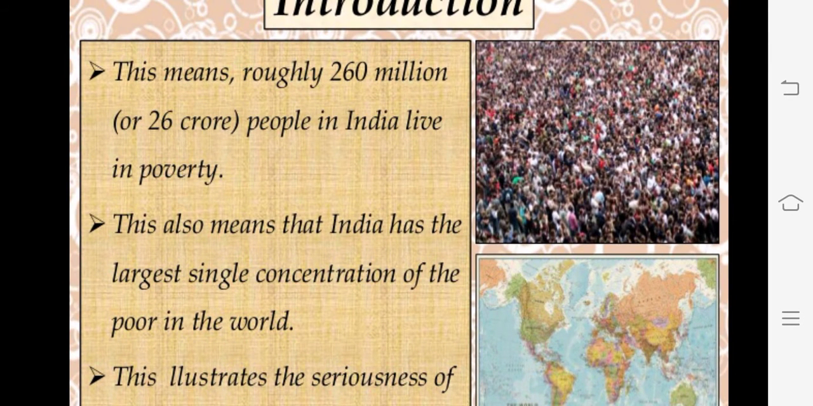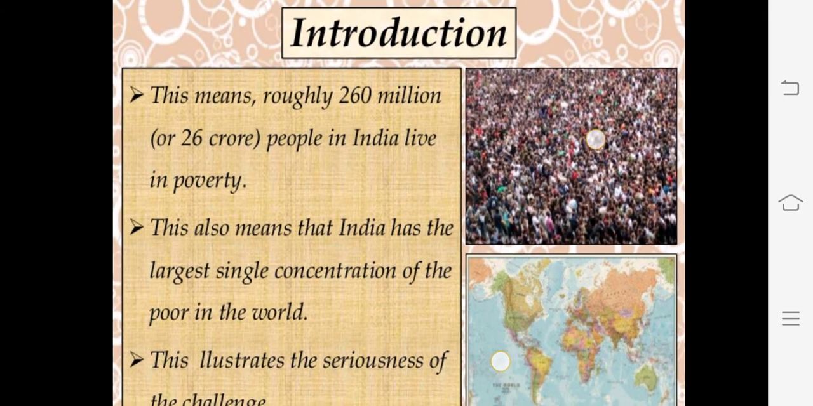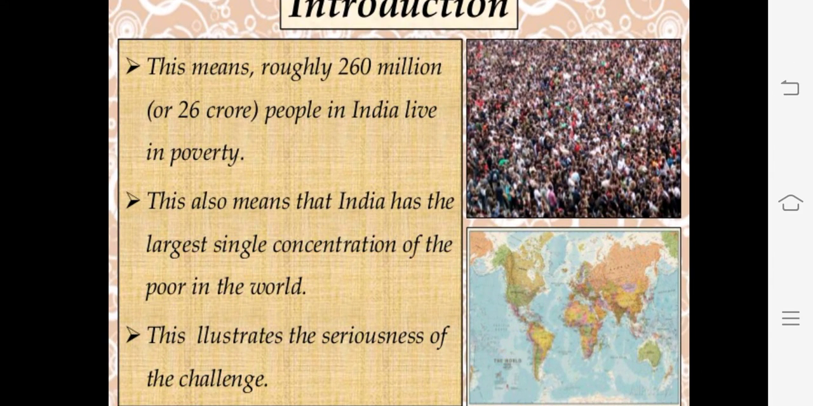This means roughly 260 million people in India live in poverty. Means you can say about 26 crore people are living in poverty, who are poor. This also means that India has the largest single concentration of the poor in the world. By this statement that we have roughly 260 million, we can say that the largest single concentration of poverty is in India. This illustrates the seriousness of the challenge, how much poverty is in India.